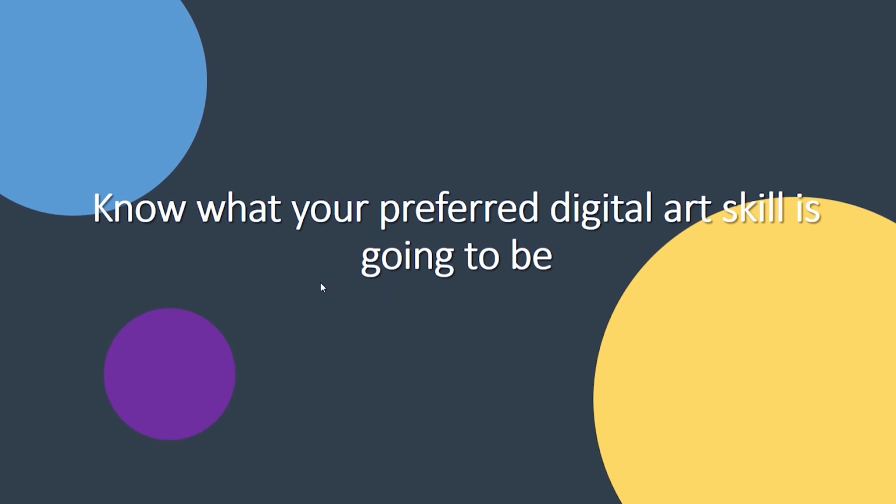So the thing about digital art is because there are a lot of jobs under digital art, you need to know what your preferred digital art skill is going to be. Like if you specialize in video editing, then you need to learn things about that. Like editing photos, you need to learn the skills for that. My skills is under digital illustration, paintings, animations, kana.